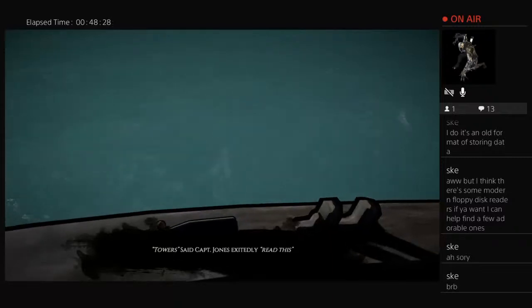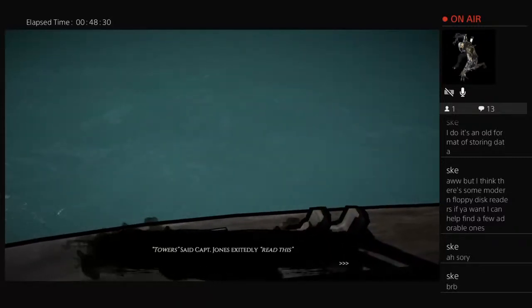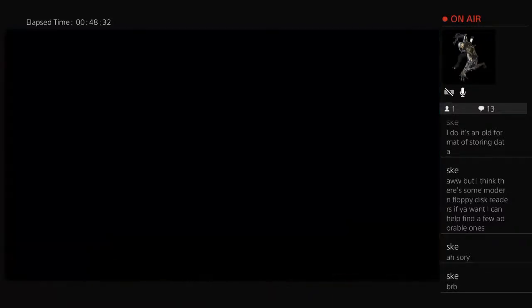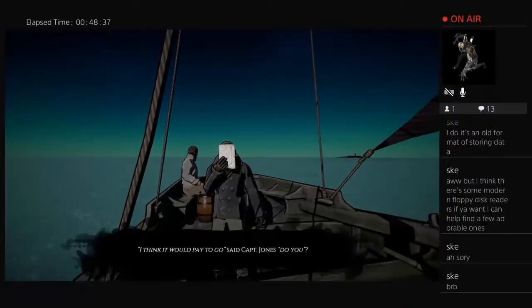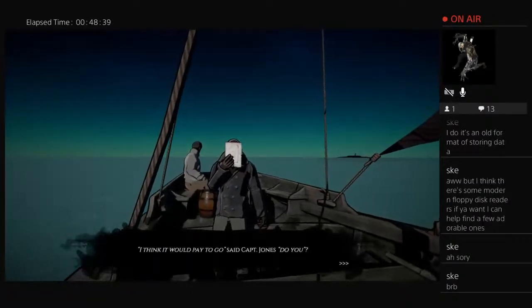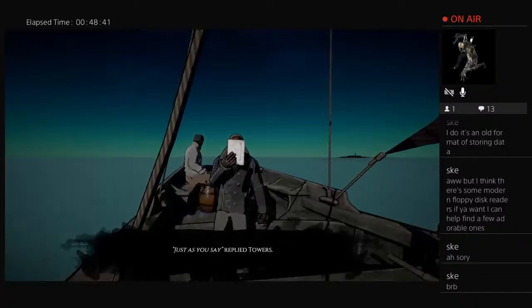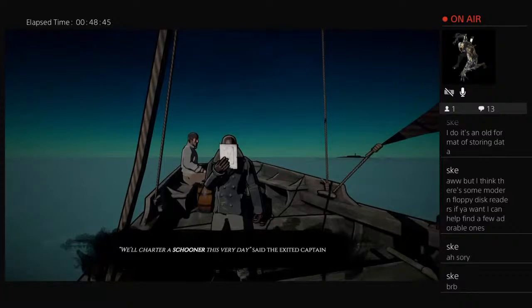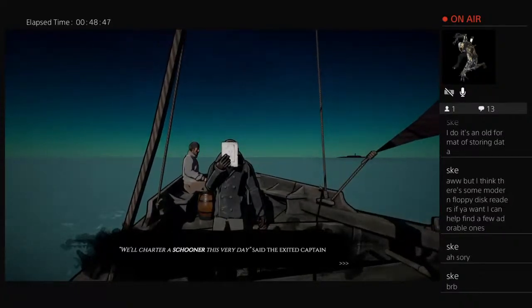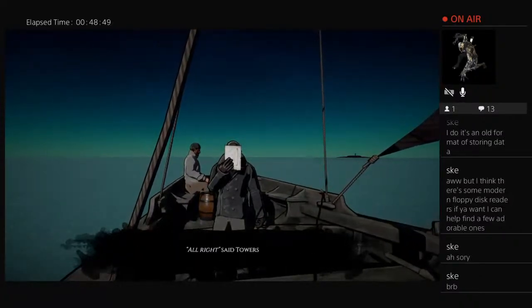Towers, said Captain Jones excitedly. Read. I think it would pay to go, said Captain Jones. Just as you say. Charter cleared this very day, said the excited captain. I don't know, said Towers.